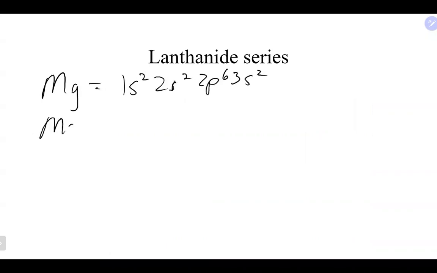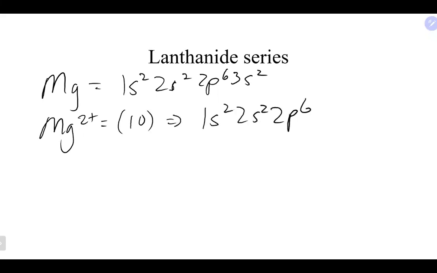Now, if magnesium made a +2 charge, how many electrons would it have? It would have 10 electrons in this case, right? +2 means it lost 2 electrons. So its configuration would be 1s2, 2s2, 2p6. And that is 10 electrons, which is who on the periodic table? That is neon's configuration. So magnesium, when it loses its 2 electrons, will end up at neon's configuration.